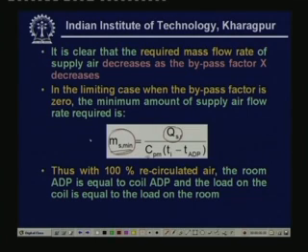Thus, with 100% recirculated air, the room ADP is equal to coil ADP and the load on the coil is equal to the load on the room. So, this is what we have to keep in mind. Normally, this simple system with 100% recirculated air is not practical, because we always have to have some amount of outdoor air, since ventilation is required. But this is taken first because it is simple and the rest of the systems can be developed from this system.